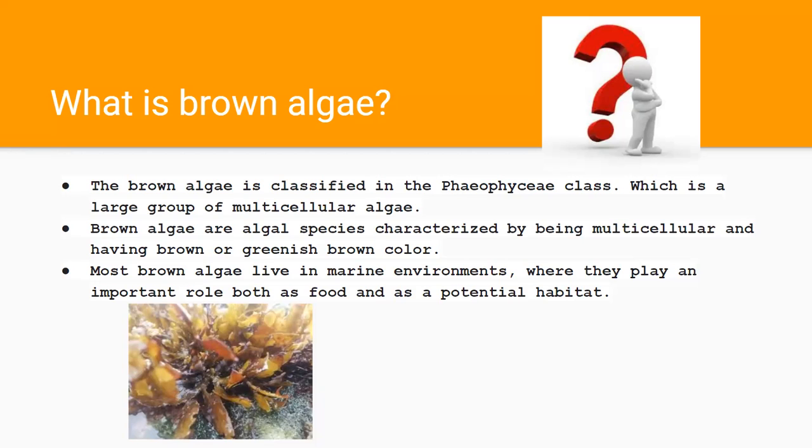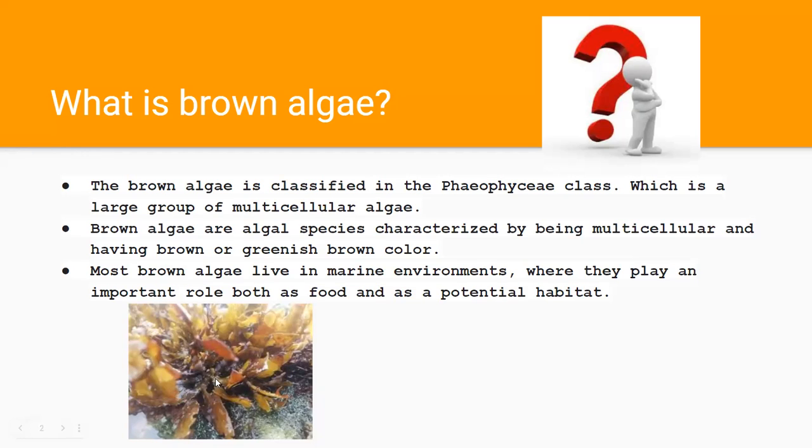What is brown algae? The brown algae is classified in a class which is a large group of multicellular algae. Brown algae are algal species characterized by being multicellular and having brown or greenish-brown color.